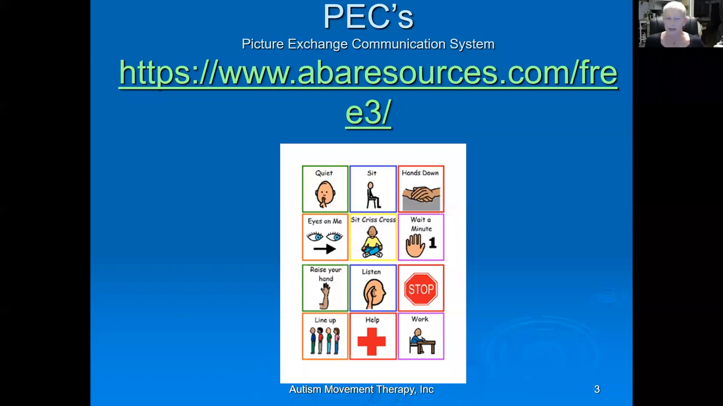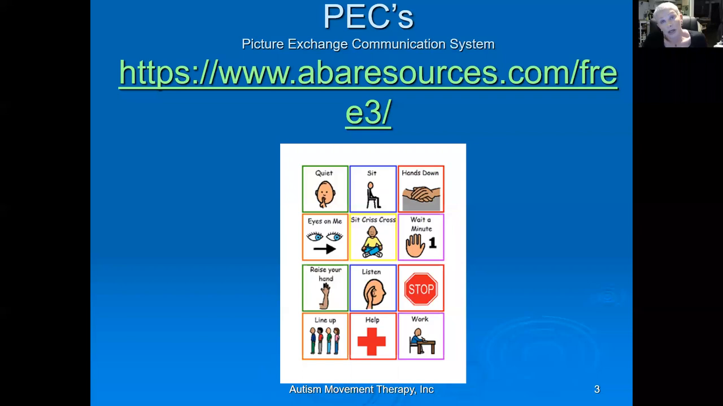It was developed actually for the deaf and hard of hearing community. And everyone uses it now. It's actually on our communication devices on ProLoQuo, and we're going to talk about that in a minute, because that's another way to get picture exchange communication system into your daily regimen with your child, so that you can communicate.